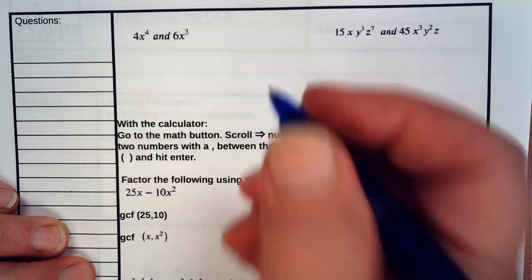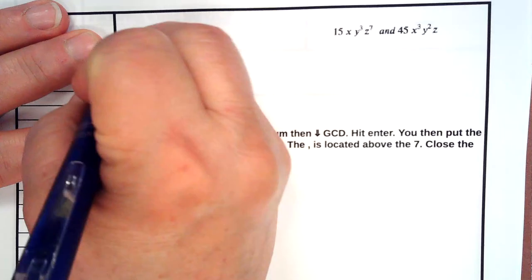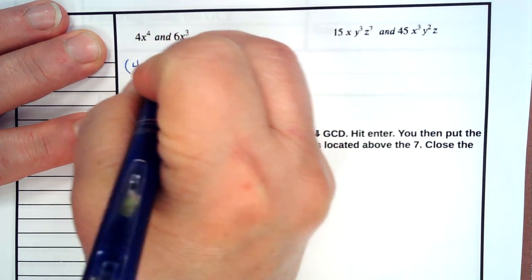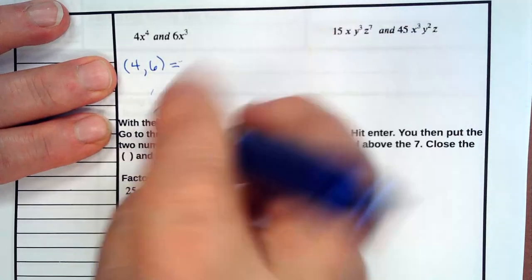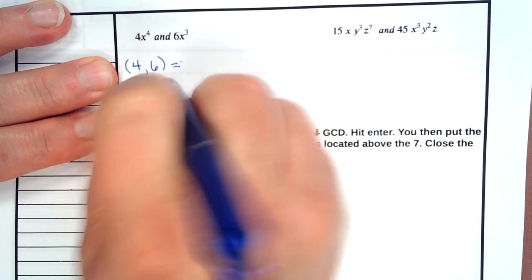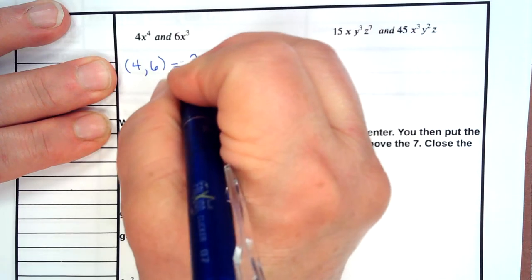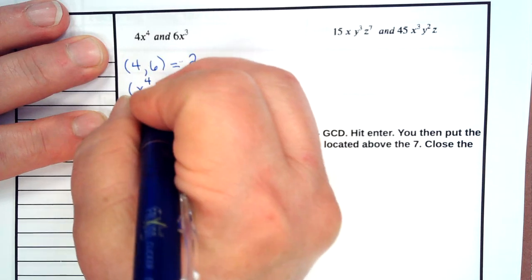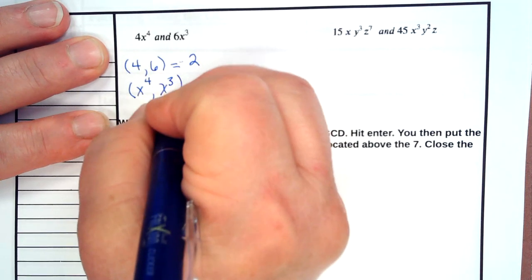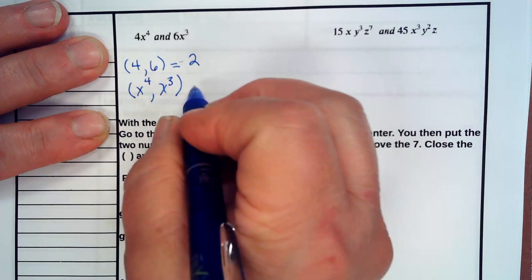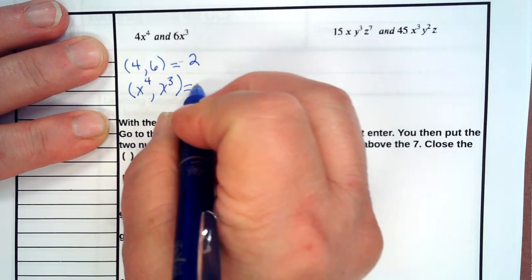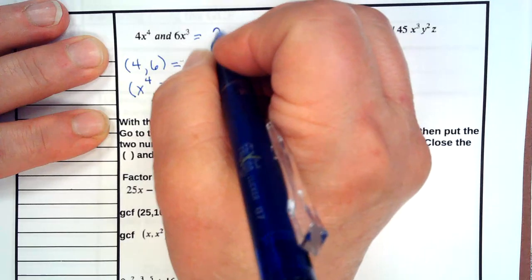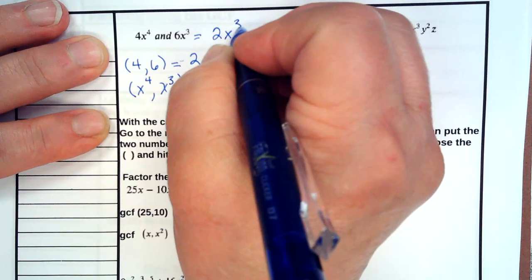Okay, so I'm looking at 4 and 6 as my numbers. What will divide evenly into 4 and 6? Well, they're both even, so I can factor out a 2. What about x to the 4th and x to the 3rd? Which is your smaller exponent? 3. So that's x to the 3rd. This will be 2x to the 3rd.